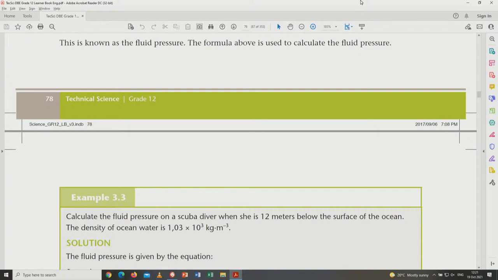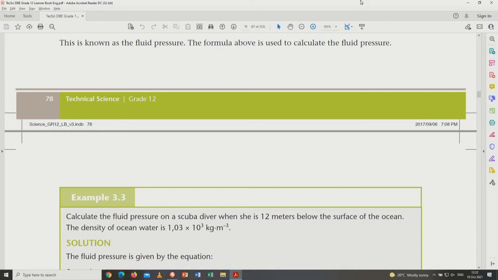When you are given this scuba diver, a diver in water or in the sea, is 12 meters. So the distance or the height above the diver will be 12 meters. That is because he's 12 meters below the surface of the ocean. So the height above him from where he is to the surface of the water is 12 meters. And then the density of ocean water is 1,03 times 10 to the power 3 kilograms per cubic meter.